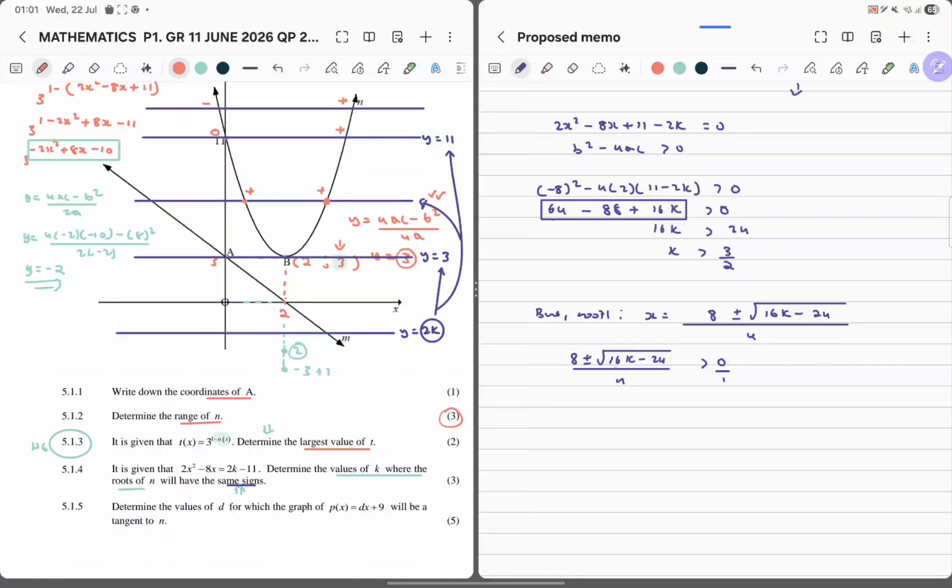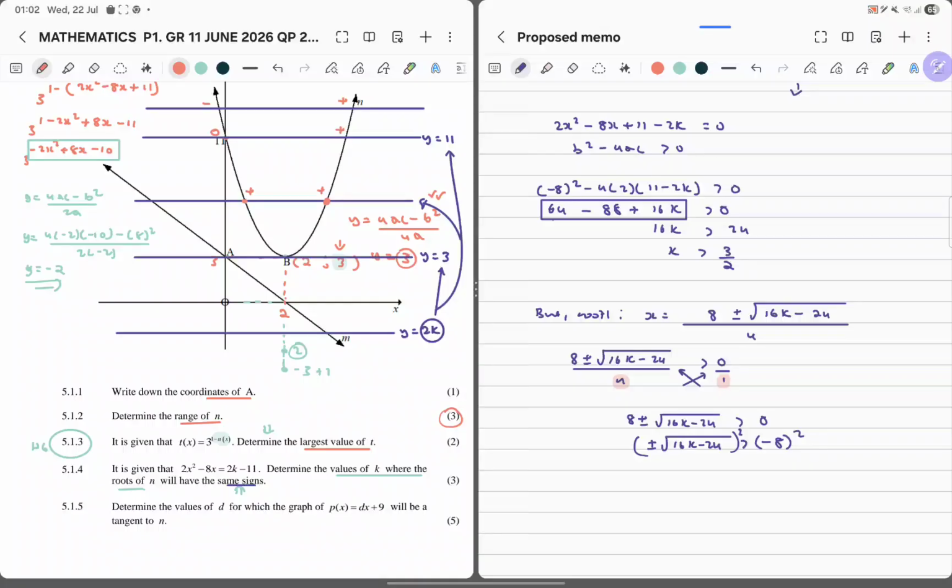So what do we do? This is over 1. Now once we know the sign of one of these denominators, we are allowed to cross multiply with inequalities because they will not affect the inequality. So the first thing that we see here is that we're going to have 8 plus or minus the square root of 16k minus 24 greater than 4 times 0, which is just 0. Right, we transpose that 8, so we get plus or minus the square root of 16k minus 24 greater than minus 8.